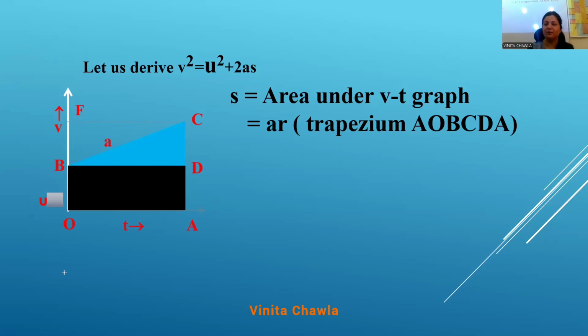BD. Yes, you're right. BD is the distance between the parallel sides. So if we have a trapezium, let's consider this trapezium as OACB. And this is the perpendicular distance. This is the perpendicular distance.